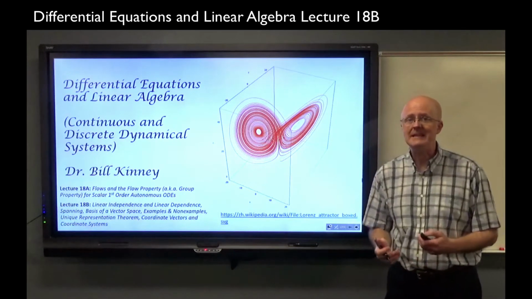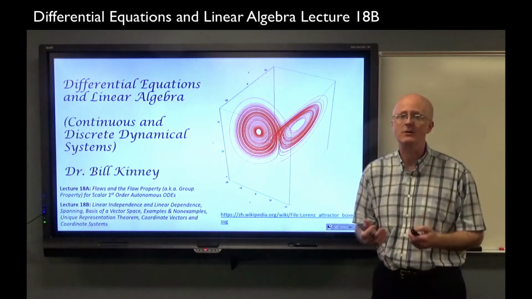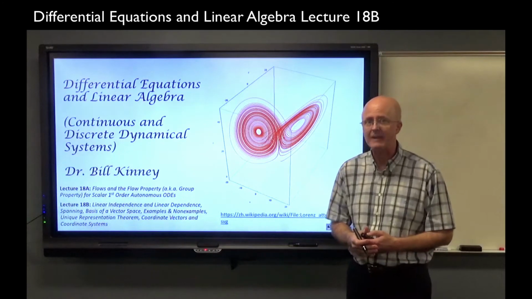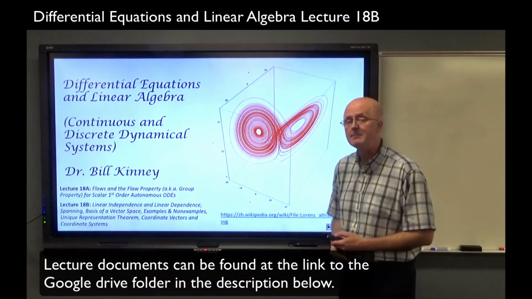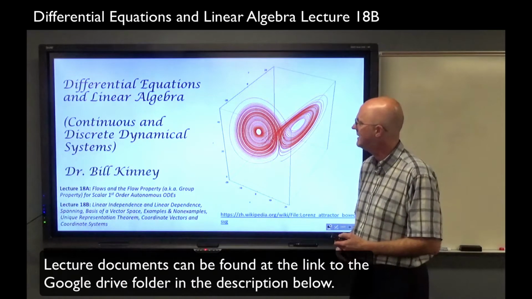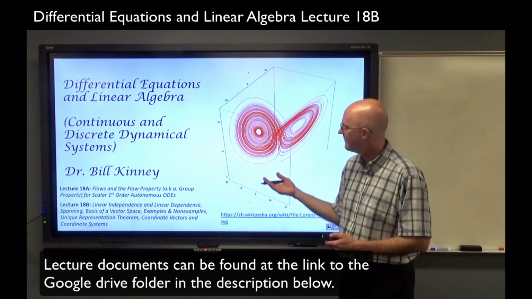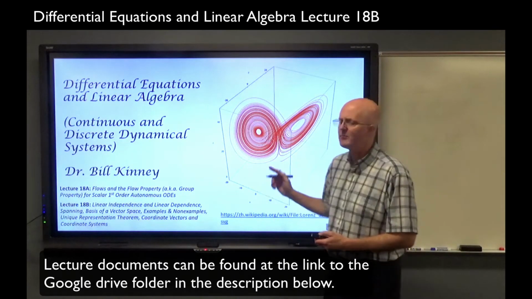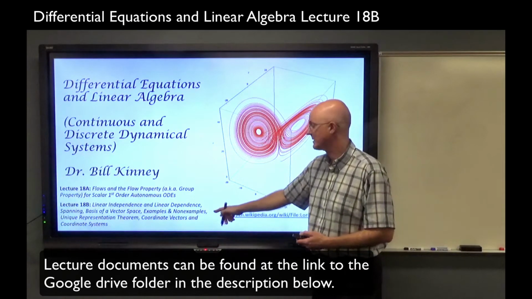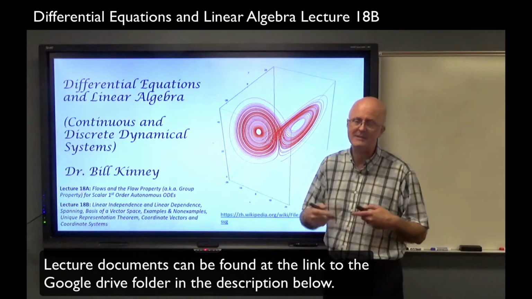Here in lecture 18b, we continue to be in the heart of the theory of abstract vector spaces. We'll start by reviewing linear independence and linear dependence from lecture 17b, also spanning sets and the basis of a vector space, very, very key ideas. We'll look at more examples in this lecture, examples and what I call non-examples, which are examples that don't satisfy something.